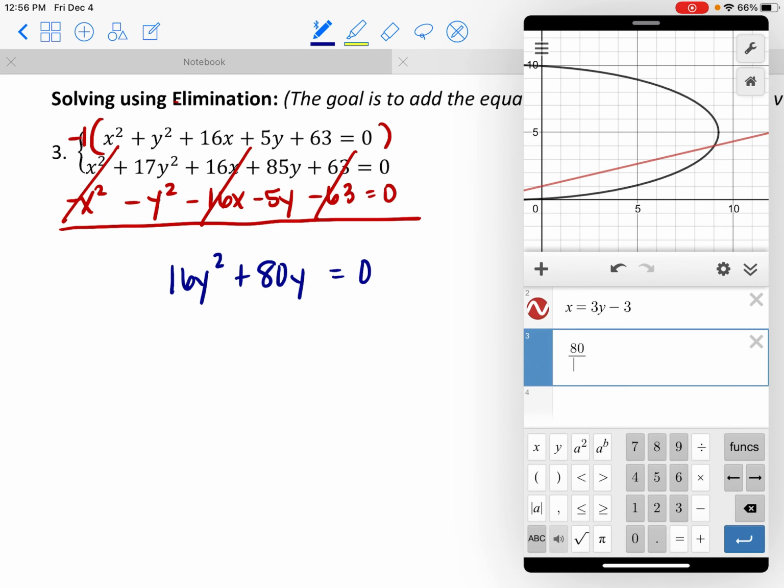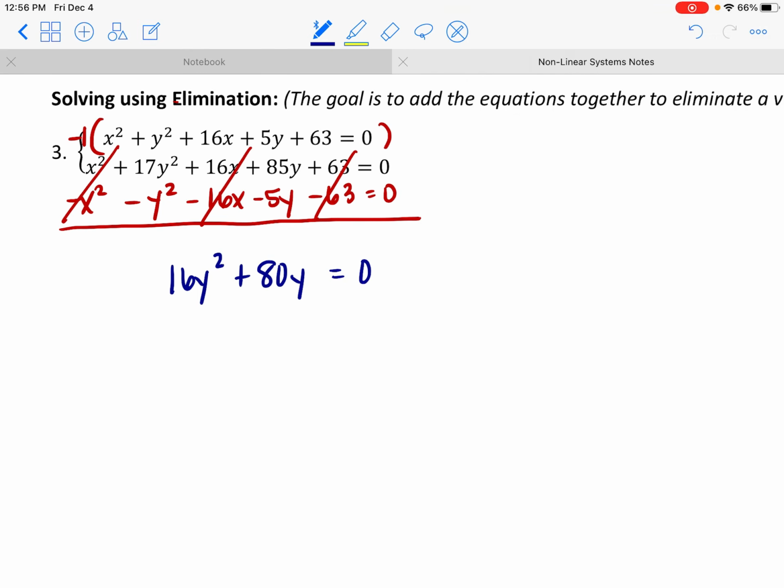And 80 divides by 16 5 times. So if you take out the 16 and the y, we're going to be left with 1y plus 5, which means here that y has to equal 0, and here that y has to equal negative 5. Now again, that's just a part of the solution. We still have to plug in to find the parts that go with it. And that's where this one gets pretty tricky, okay?